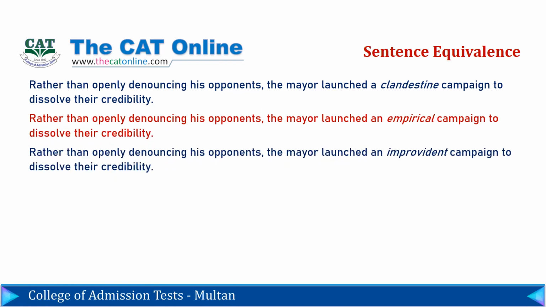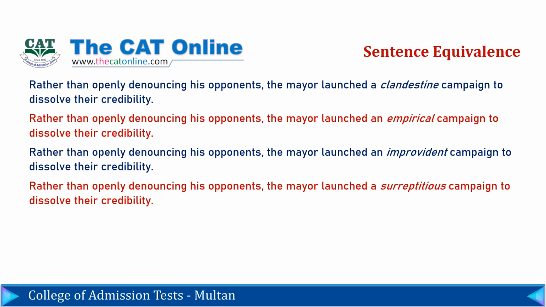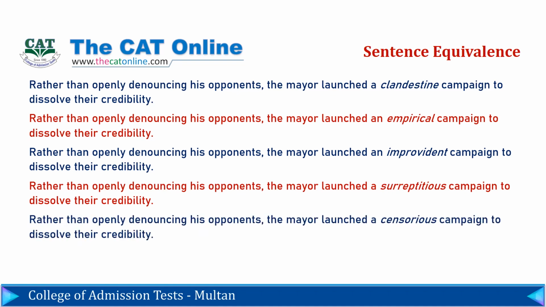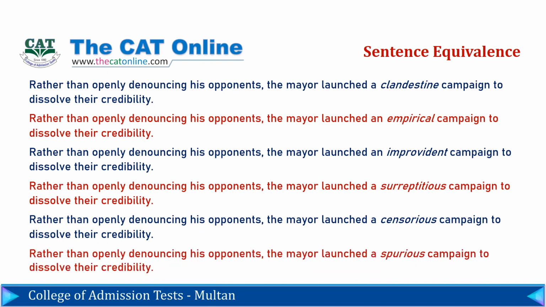Rather than openly denouncing his opponents, the mayor launched an improvident campaign, a surreptitious campaign, a censorious campaign, and a spurious campaign to dissolve their credibility. That's a natural instinct, but it's not actually the most strategic way to go about answering sentence equivalence questions.